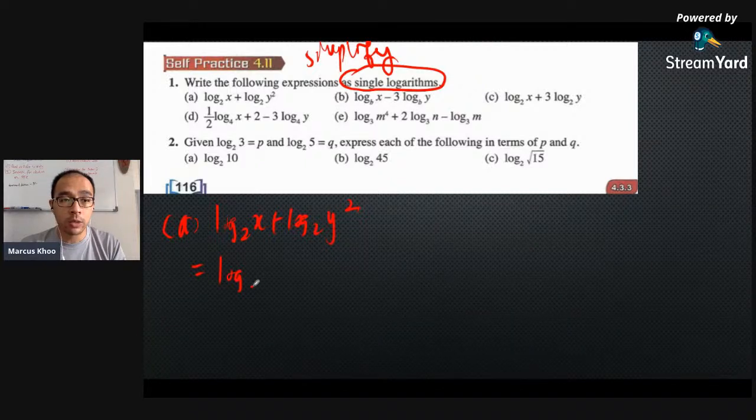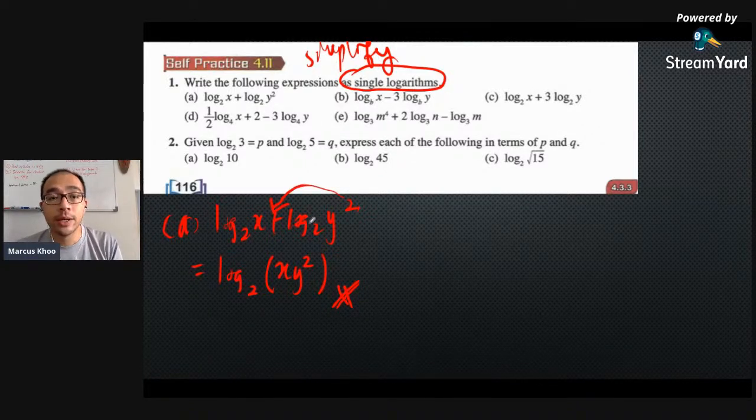So this will be log 2, then the plus will become product. So x, y squared. Done. Remember, don't bring the 2 forward, because you don't need to.